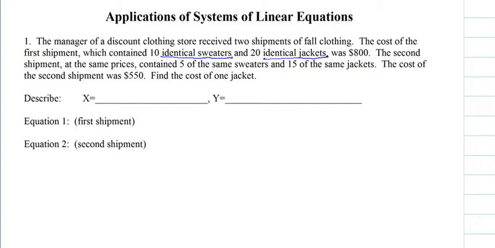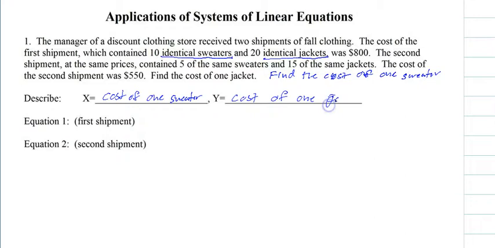Okay, so after you've read it, it says find the cost of one jacket, which means we also need to find the cost of one sweater because it's not given. So to label these, I want to put X as the first one that's appearing just so there's no confusion. Since we have identical sweaters first and then jackets second, we're going to write find the cost of the sweaters for X. So cost of one sweater. And this would be the cost of one jacket.